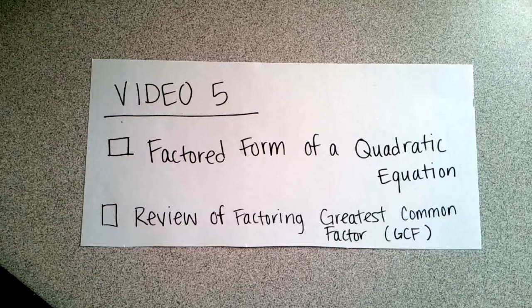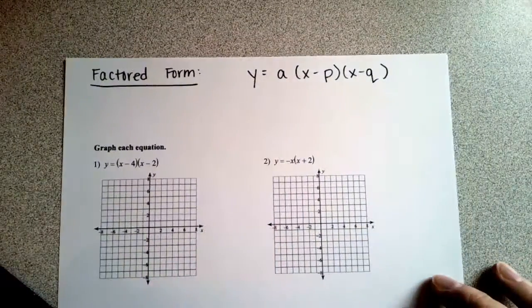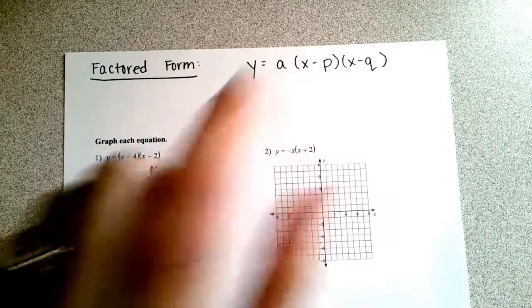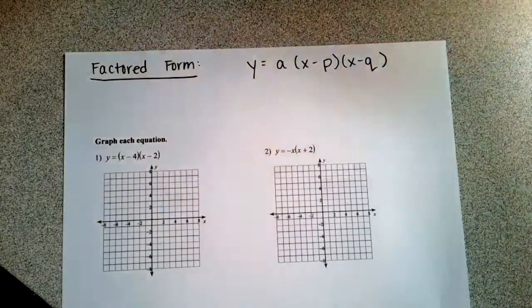In this video we're learning our final form of quadratic equations, which is factored form. We're also reviewing how to factor using the greatest common factor method. So here's our new form, factored form. It looks like this: y equals a times x minus p times x minus q.